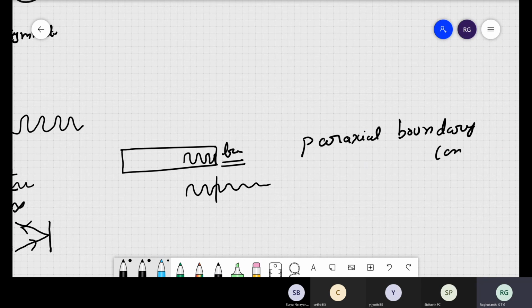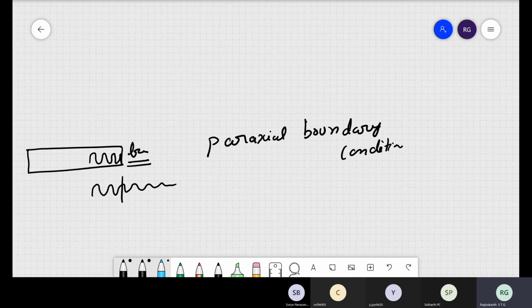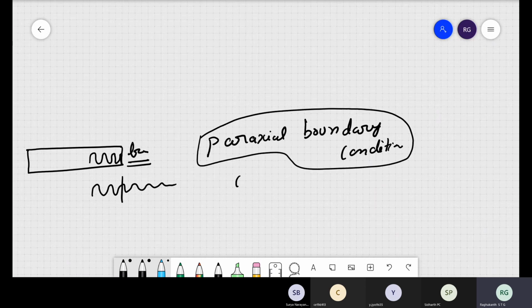So this problem was there in 1977. One paper came, Clayton and Engquist. This is a famous paper where they have defined the paraxial boundary conditions. If you type it in Google, you will get these papers. Clayton and Engquist, this was a very important paper, long back. People were using this approach in all the simulations.